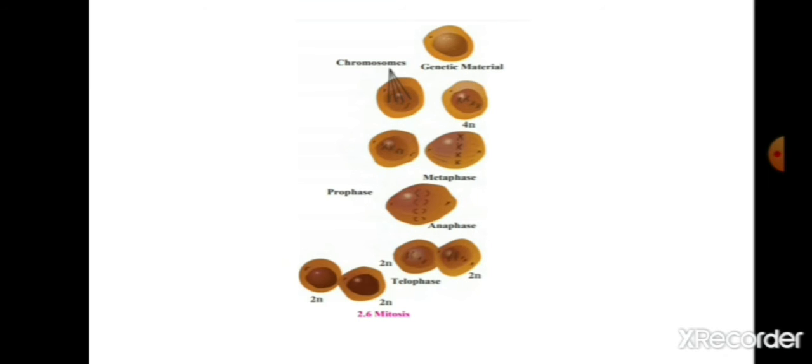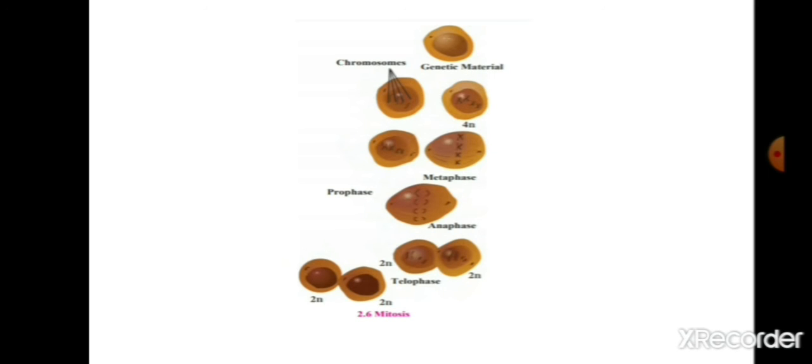First one is prophase. In prophase, condensation of the thin thread-like chromosomes starts. Due to this, they become short and thick and they start to appear along with their pairs of sister chromatids. Centrioles duplicate and each centriole moves to the opposite poles of the cell.